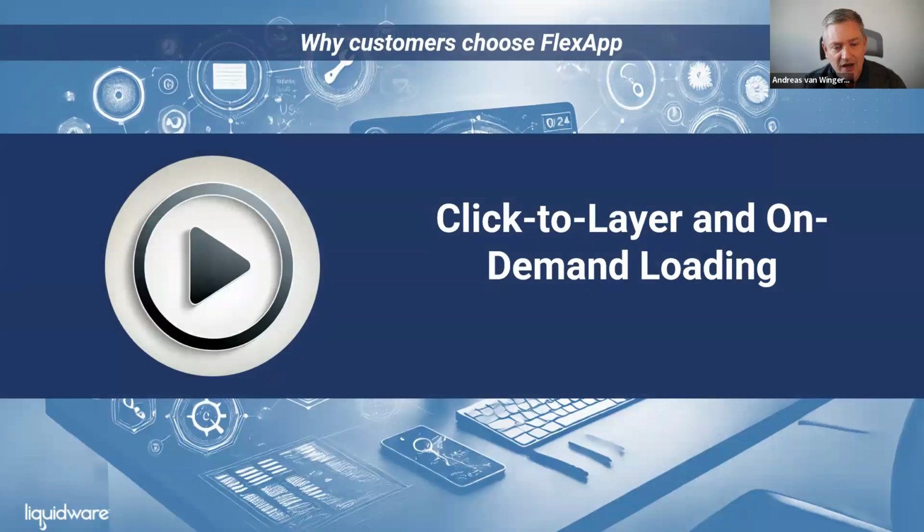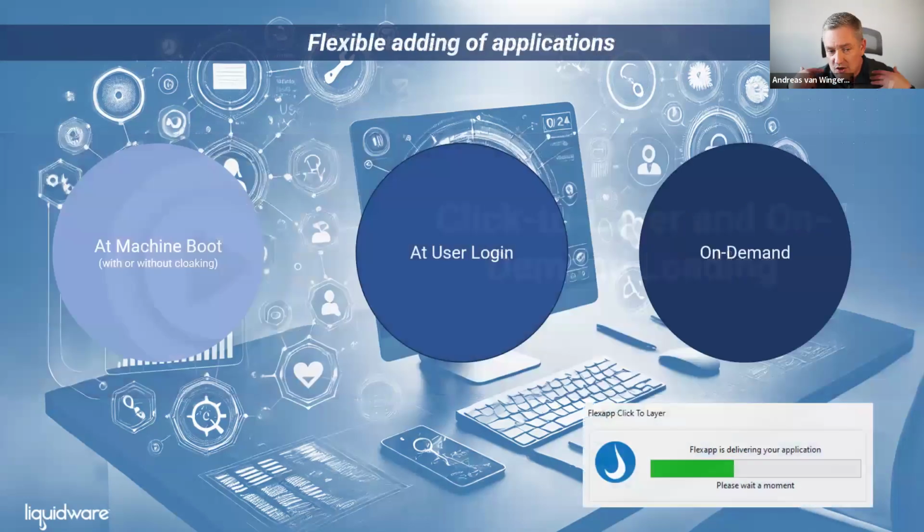Another thing we have is our click-to-layer technology. Click-to-layer means, yes, the application is there, but you know what? It only shows up if we are actually using it. Until the moment the user either clicks on a file that requires that FlexApp or launches the FlexApp by means of a shortcut, that's when we dynamically add it into the running system. And that gives us the scenario that we now all of a sudden have three choices to make.